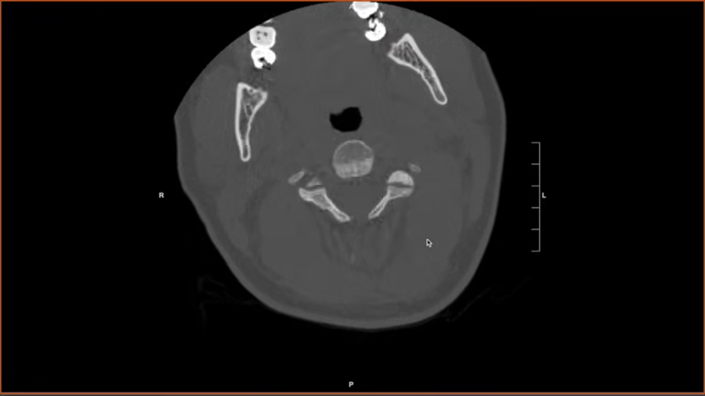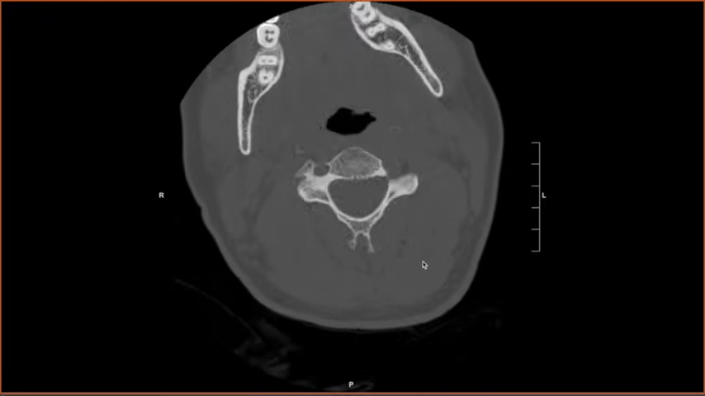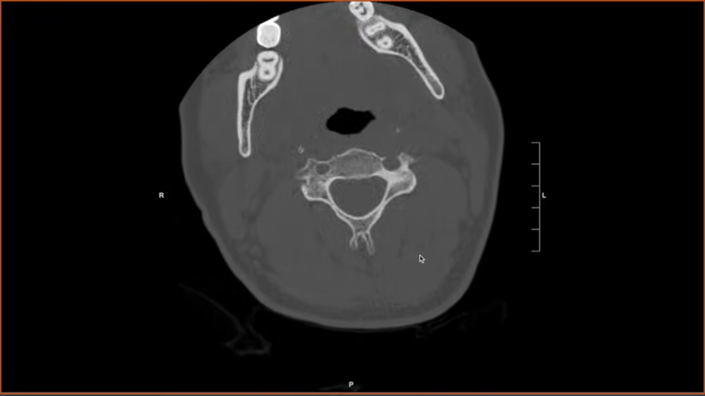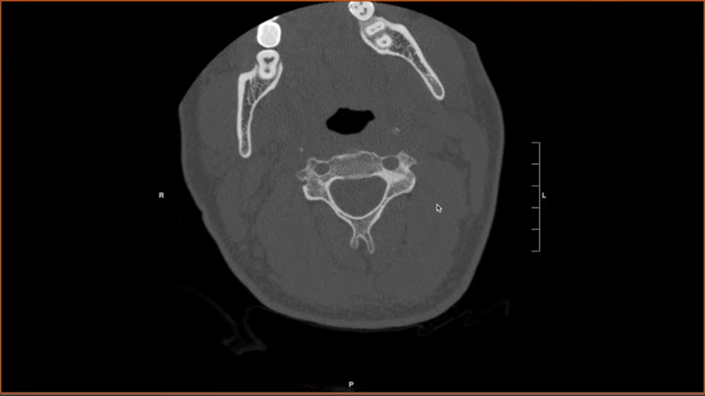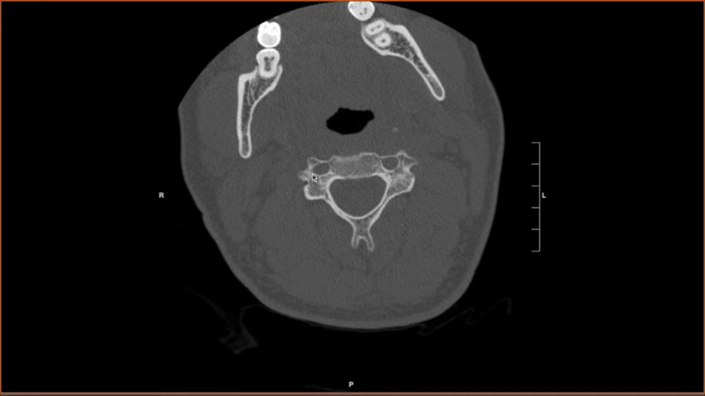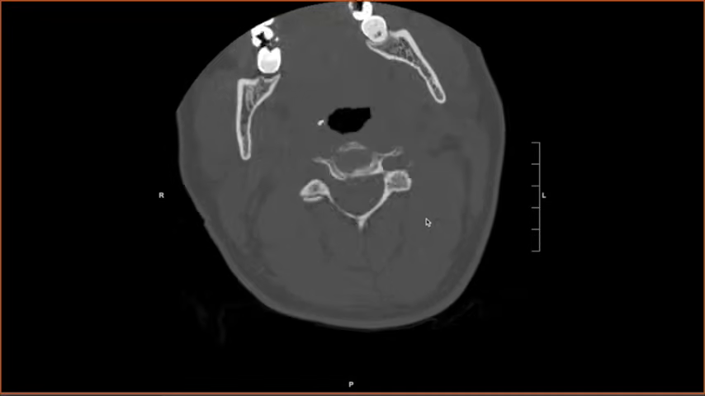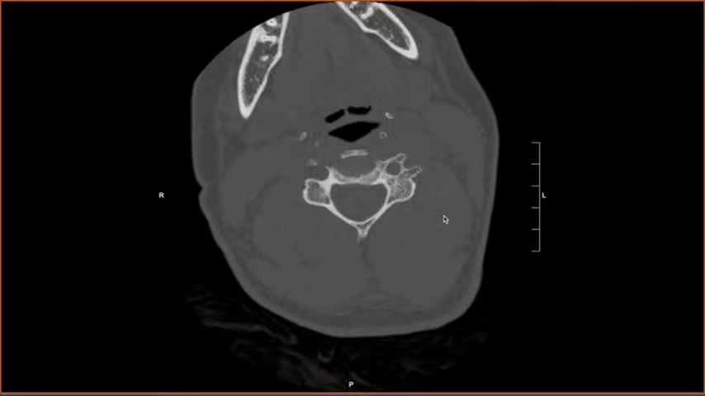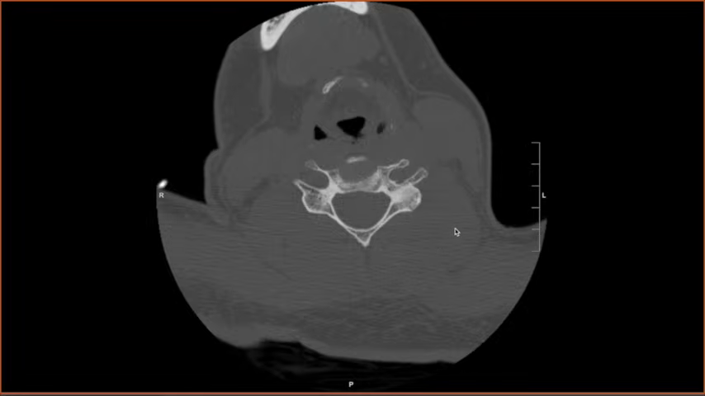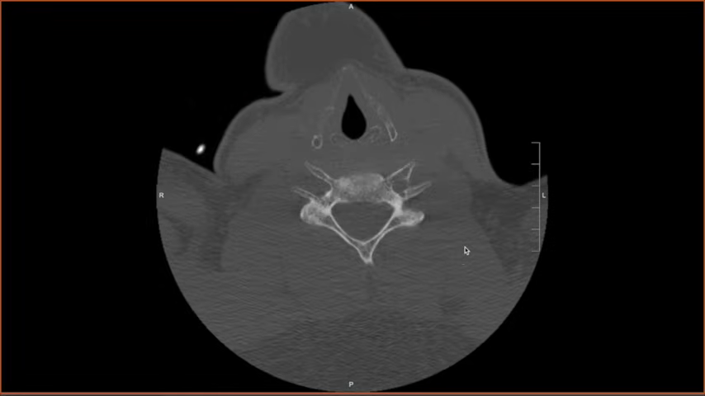I've already done it for C1 and C2, but I scroll down, and one vertebral body at a time, I look at all the articulations, completing the rings, completing the transverse foramina, and making sure I don't see any fractures. Okay, and these are all normal.